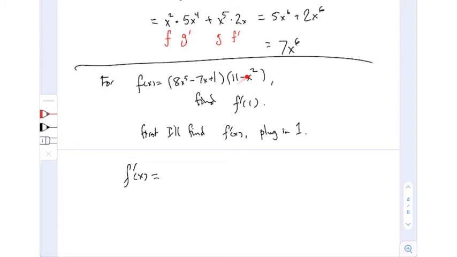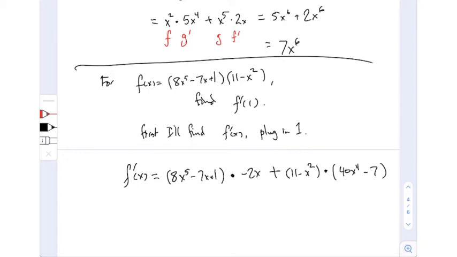That would be the first thing, 8x to the 5 minus 7x plus 1, times... anybody say what's the derivative of the second thing? Negative 2x, yeah. That was the first part times the derivative of the second part. And then I go plus the second part, like it is, 11 minus x squared, times the derivative of the first part. What do you say? Say it. Yeah, great. That's the derivative.